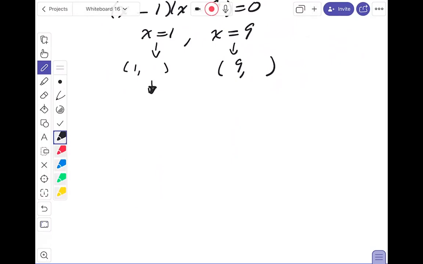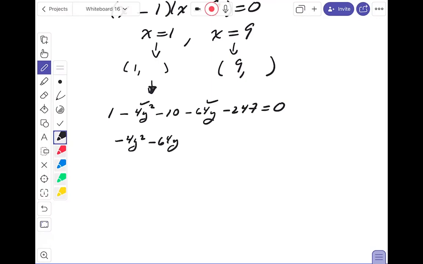First equation. What do you get? 1 minus 4y squared minus 10 minus 64y minus 247 equals 0. Let's keep going. Minus 4y squared minus 64y. That's this one, this one. Let's add these numbers together. Let's see, minus 247 minus 257, and then plus 1 minus 256. I'm going to divide both sides by minus 4.